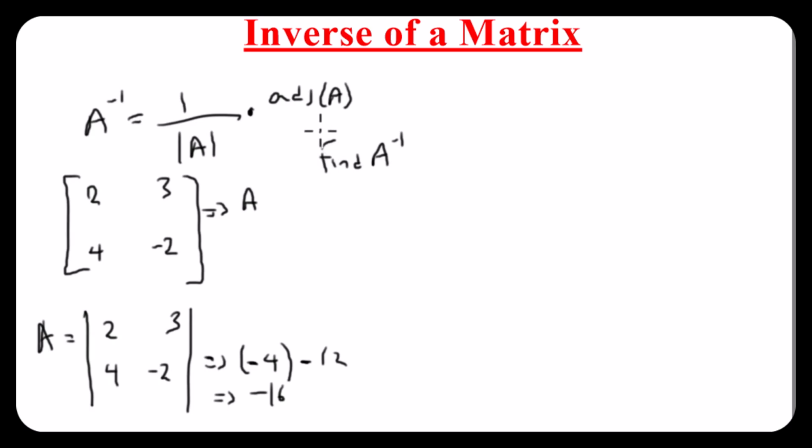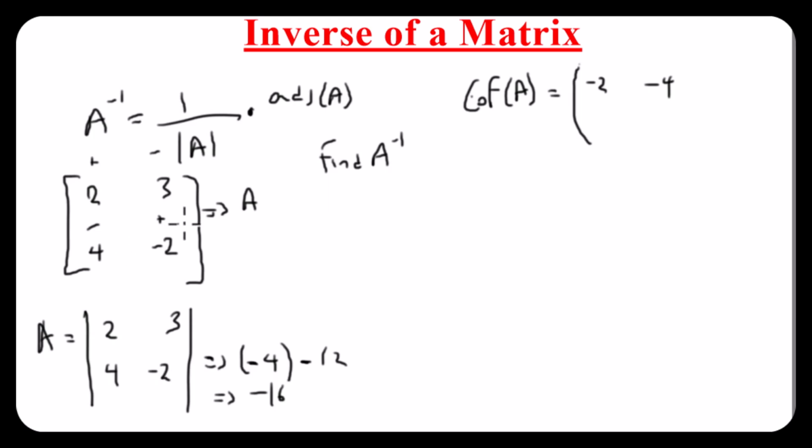Now it's time to find the adjoint of this matrix. To find the adjoint of the matrix, we simply find the cofactors first. So the cofactor of A would be, if you've not forgotten the sign, positive, negative, negative, and positive. So the minor of the first element here is negative 2. So we have negative 2 here because negative 2 times positive 1 is still negative 2. The minor of this is 4, but since there's a negative sign here, it becomes negative 4.